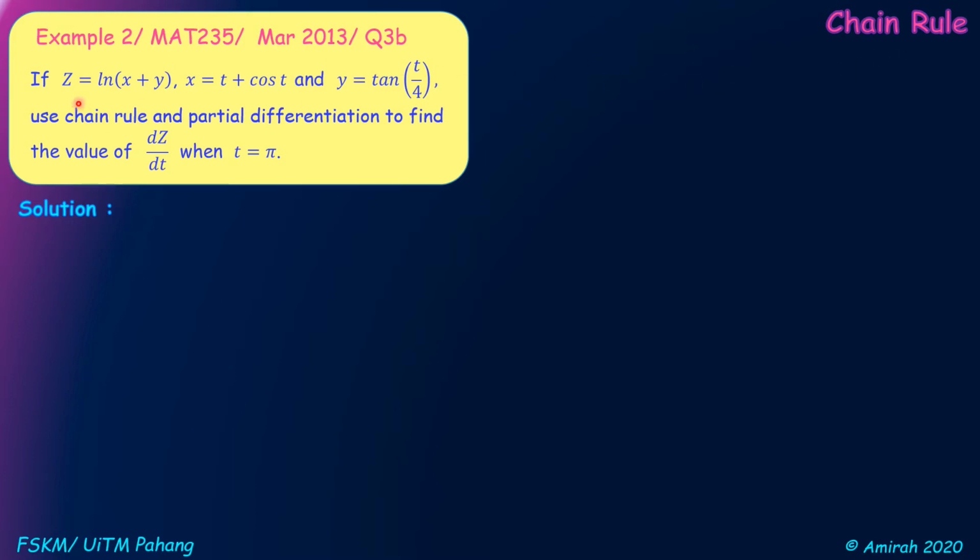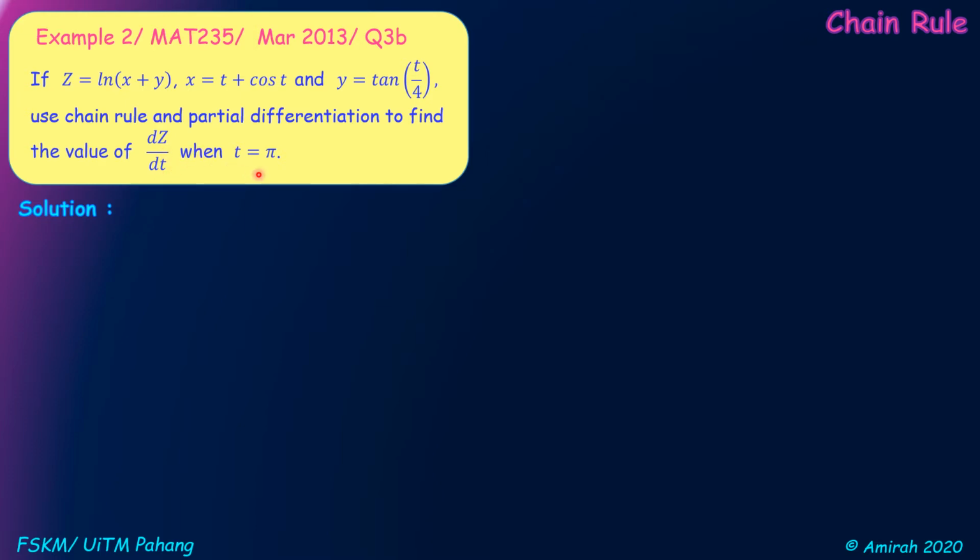In this video, we are going to discuss example 2 from the previous semester papers under chain rule. If z equals ln(x + y), x equals t + cos t and y equals tan(t/4), use chain rule and partial differentiation to find the value of dz/dt when t equals pi.